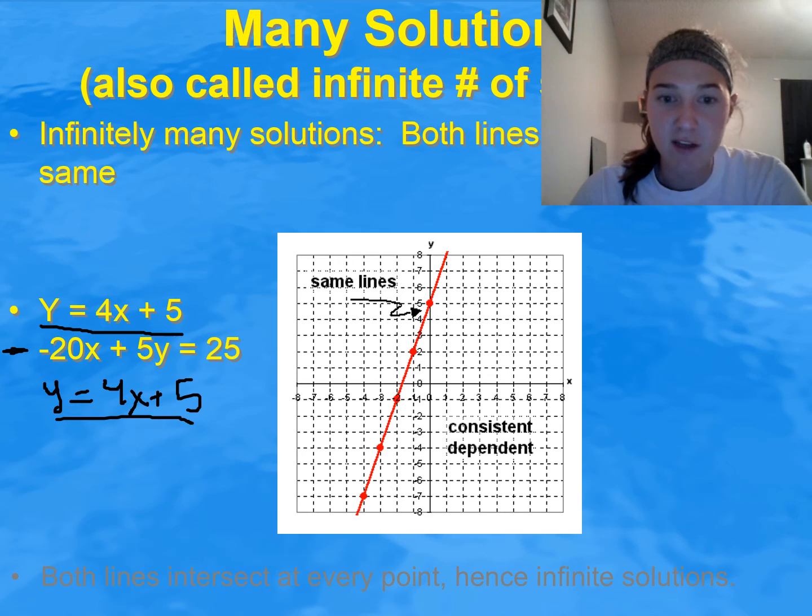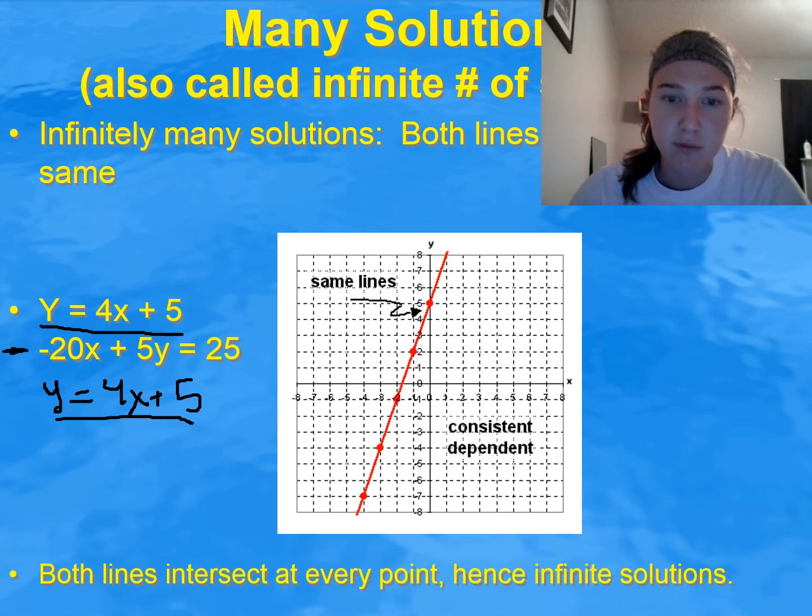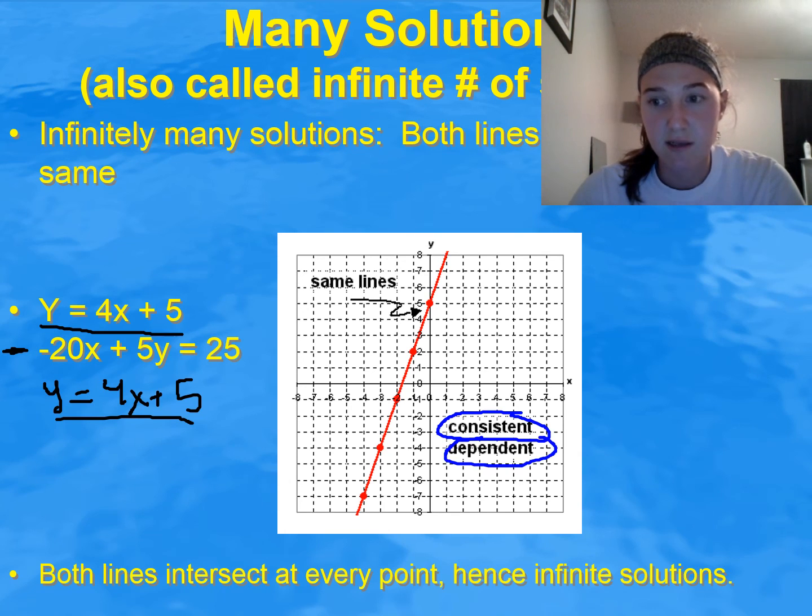So when we graph it, both lines intersect at every single point, right? There's an infinite number of solutions. No matter what coordinate point we pick, it's going to satisfy both equations. So this is a consistent system, and it's also dependent.